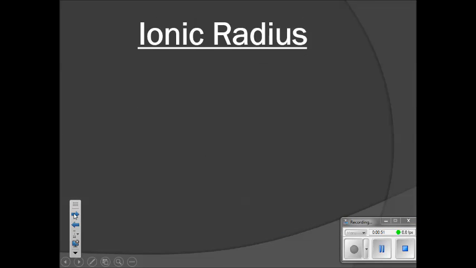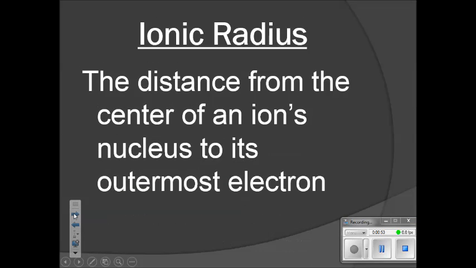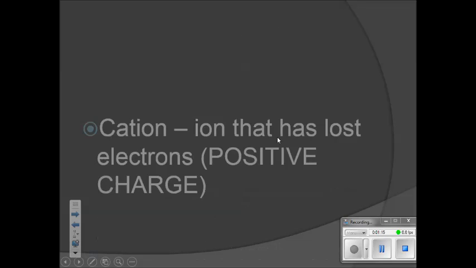Okay. So ionic radius, first of all, is almost identical to atomic radius, except it's an ion. Atomic radius versus ionic radius. It's an ion, meaning it has either gained or lost electrons, but it's still the distance from the center of the nucleus to the outermost electron. The only difference is this word ion here as opposed to atom. So we're still measuring the same thing, and that's why the same rules are really going to apply.